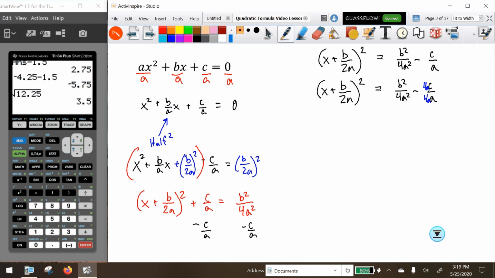So this is now x plus b over 2a squared is equal to b squared minus 4ac all divided by 4a squared. I just combined those fractions. All right, I'm almost there. I want to clean this up a little bit more. I'm solving for x. X is being added by b over 2a, then it's being squared. It's time to get rid of that squared by taking the square root.